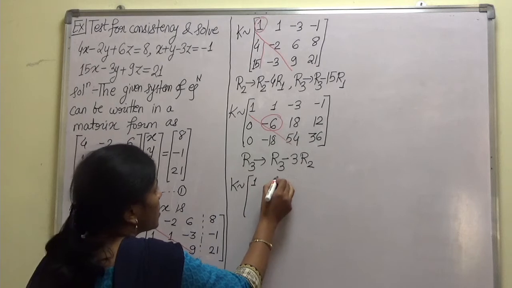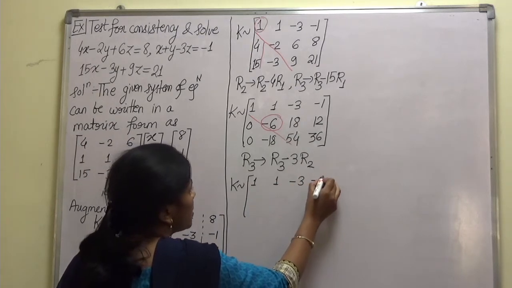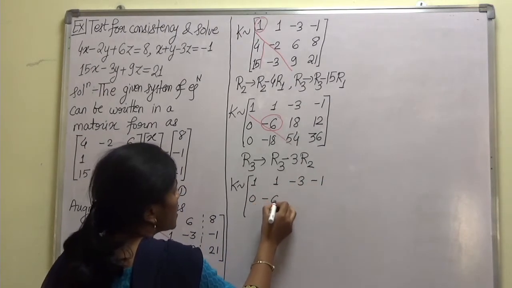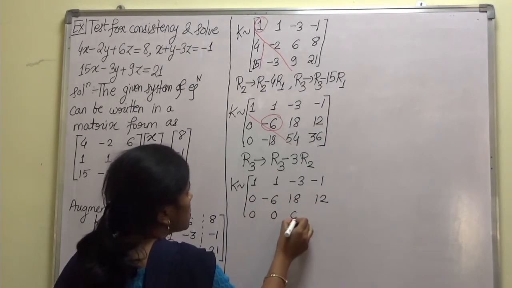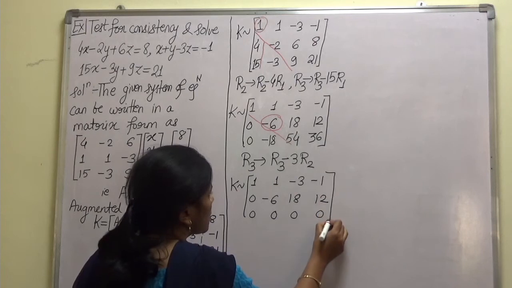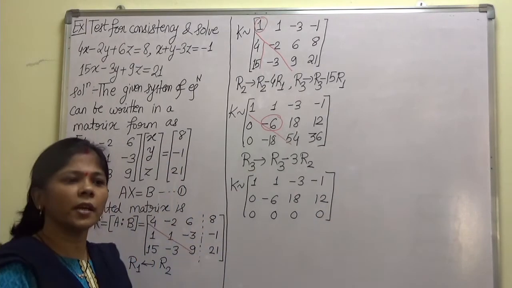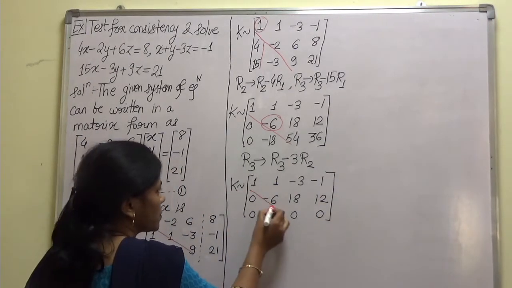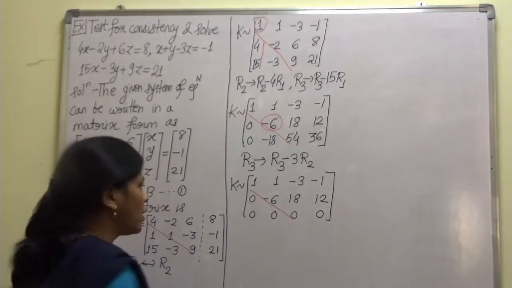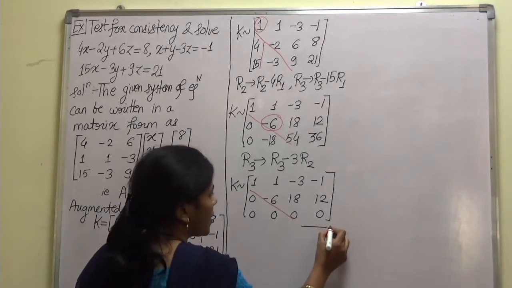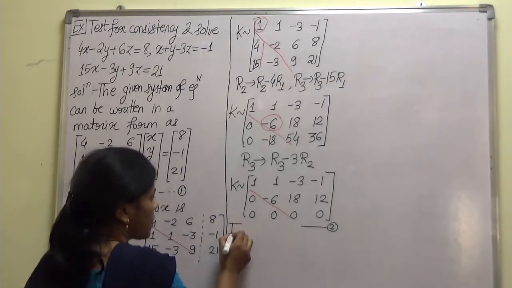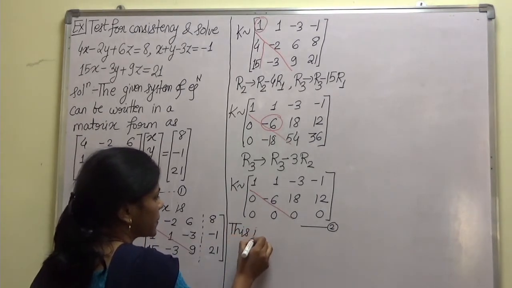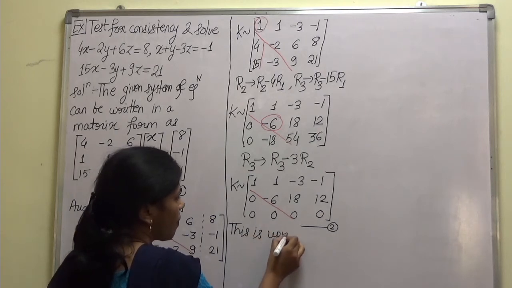So it is 1, 1, minus 3, minus 1. Here it is 0, minus 6, 18, 12. This becomes 0, 0, 0, 0. So what we find here is an upper triangular matrix. Call it equation 2. This is the upper triangular matrix, the echelon form.